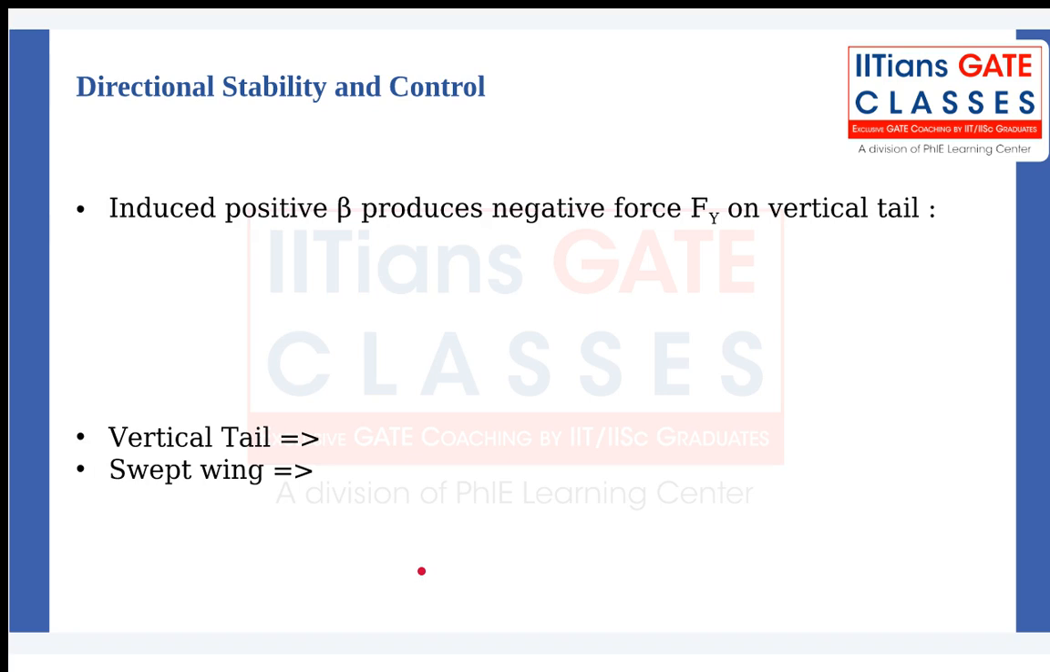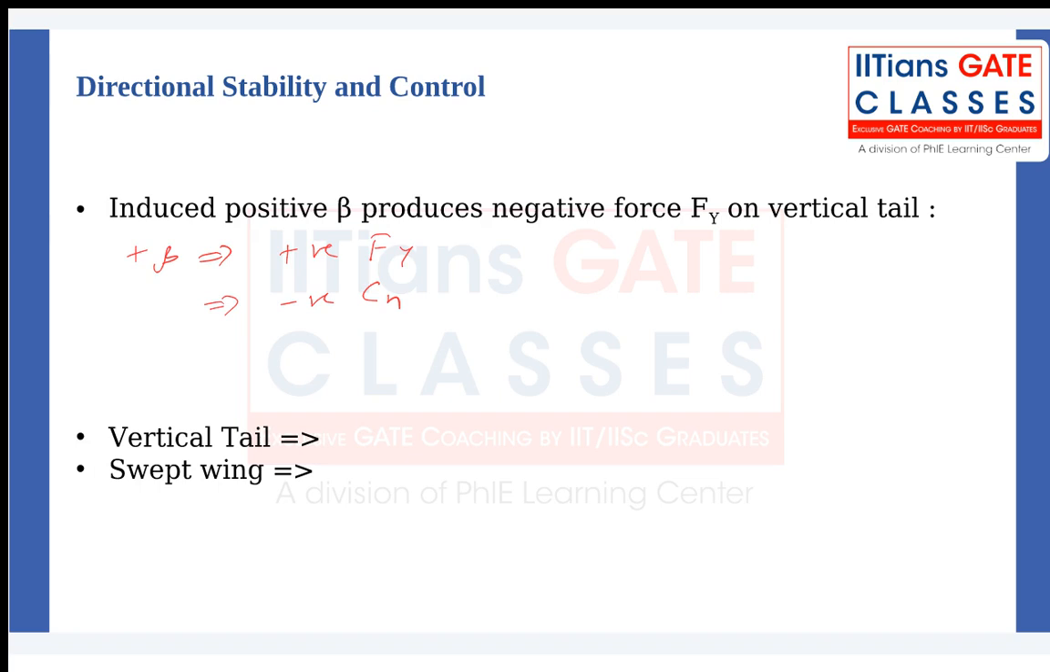Okay, fine. So what this slide contained was that the induced positive beta gives you a positive side force Fy, which gives you a negative yawing moment. So positive beta gives positive Fy and negative Cn. And therefore your Cn beta is negative. So that is the condition for directional stability. This is similar to your longitudinal stability case.